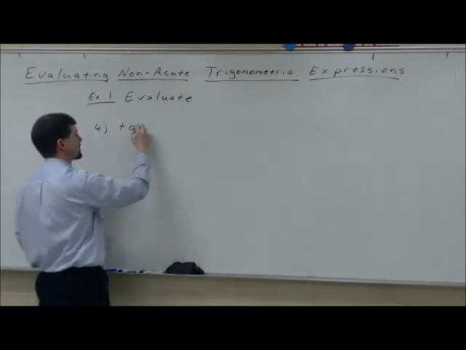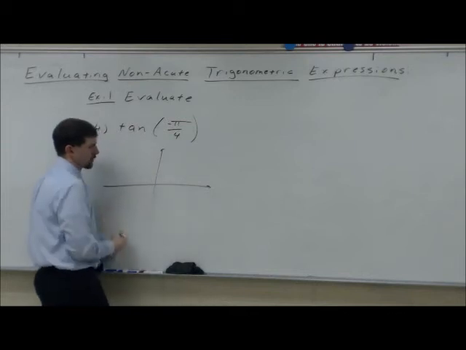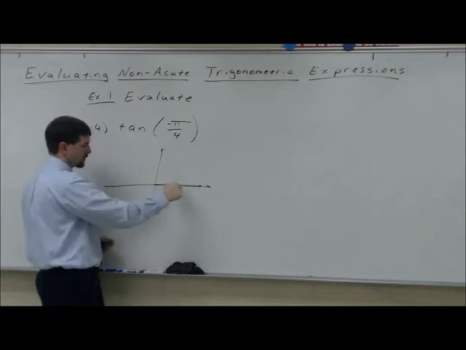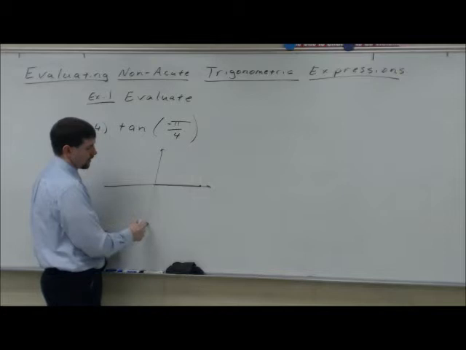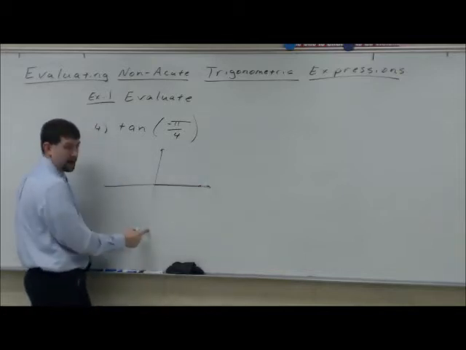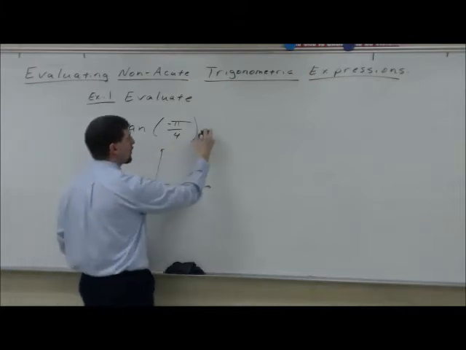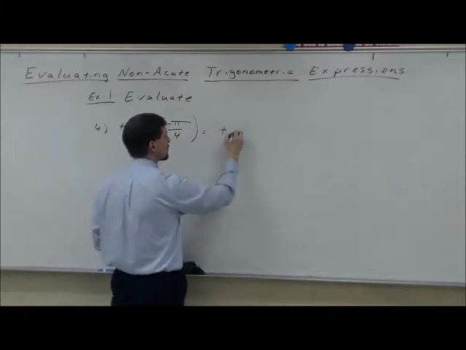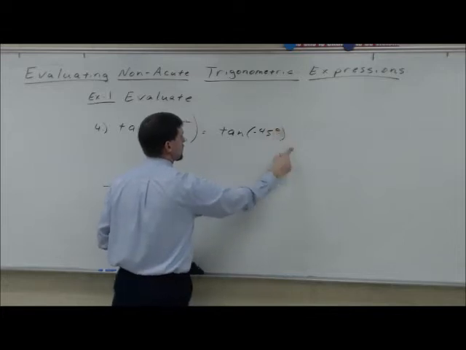Now, what about tangent of negative pi over 4? Well, where would negative pi over 4 be? And remember, negative means we're going to go clockwise from our initial side. So I'm going to go down pi over 4 radians. Well, if I'm going down, this was 0, 90, negative 90, negative 180, negative 270. Well, pi over 4 is a fourth of 180, so it's 45 degrees. So this is the same as tangent of negative 45 degrees.